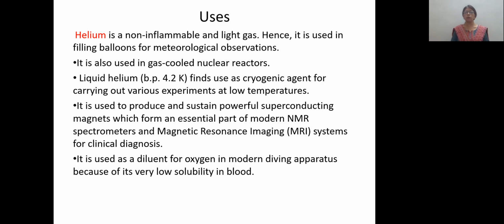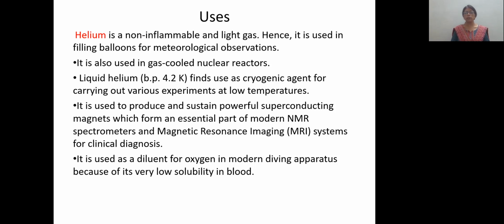Helium is also used in gas-cooled nuclear reactors. Liquid helium has a boiling point of 4.2 Kelvin and it finds use as a cryogenic agent for carrying out various experiments at low temperatures. It is used to produce and sustain powerful superconducting magnets which form an essential part of NMR spectrometers and magnetic resonance imaging systems for clinical diagnosis.